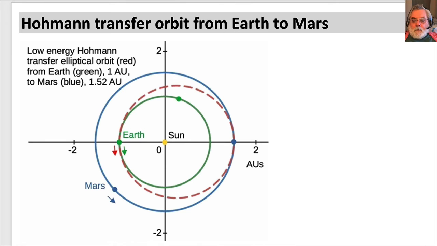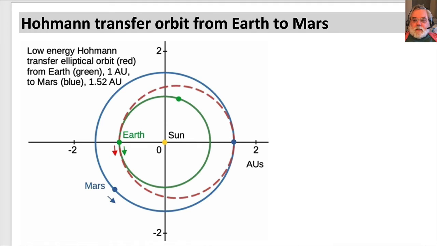Hohmann transfer orbits are low-energy orbital maneuvers to transfer from one orbit to another using two thrusts of relatively short duration, with the possibility of a shorter mid-course correction burn that we will not discuss. We will consider the Hohmann transfer orbit to take a spacecraft from low Earth orbit to low orbit around Mars. We'll make the simplifying assumptions that Earth's and Mars's orbits around the Sun are circular and in the same plane as one another in the spacecraft's orbits.